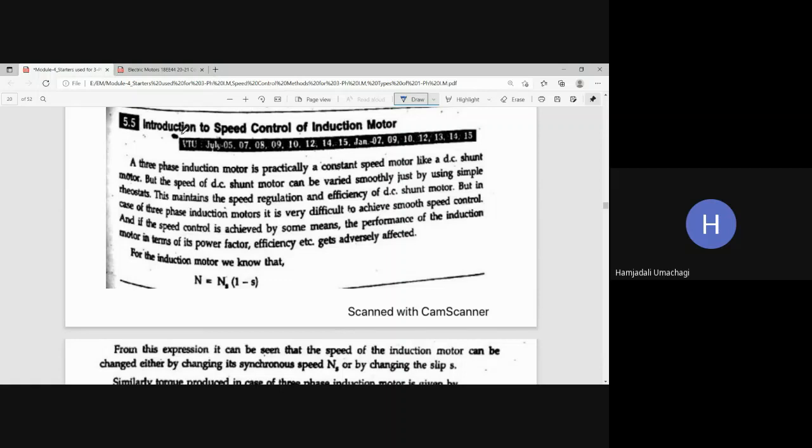Today's class, let us study speed control techniques for three-phase induction motor. In the previous classes, we have discussed the starters used for three-phase induction motor, where the starter is to control the starting current of three-phase induction motor. Now, similarly, how to control the speed of three-phase induction motor using different methods, that we will discuss here.